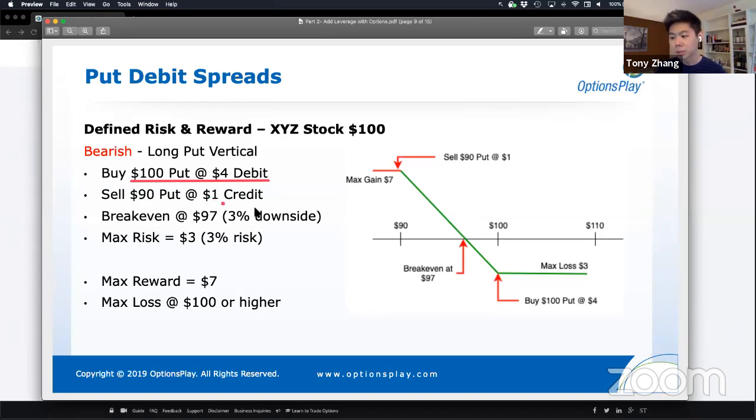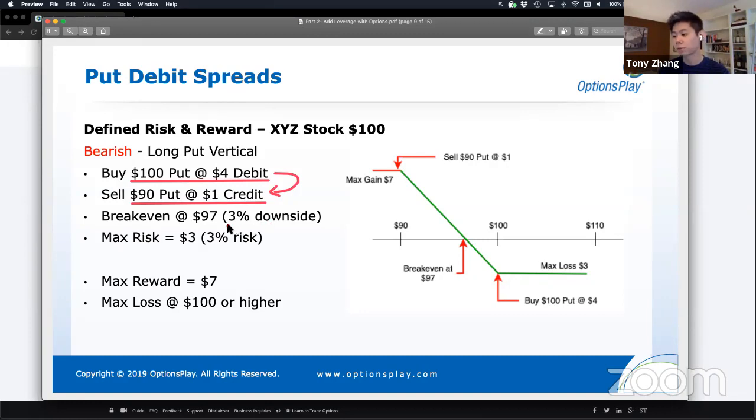But chances are, even though I'm bearish on a stock, I may not think it's going to go to 0. So why should I pay for all that downside? Because when you buy a put option, you're paying for that downside. Why pay $4 for it when you can effectively sell off some of that downside for some credit? That's exactly what we're doing here when we're selling a $90 put option and collecting a $1 credit. By collecting a $1 credit, we're reducing our risk and our debit from $4 a share down to $3 a share.